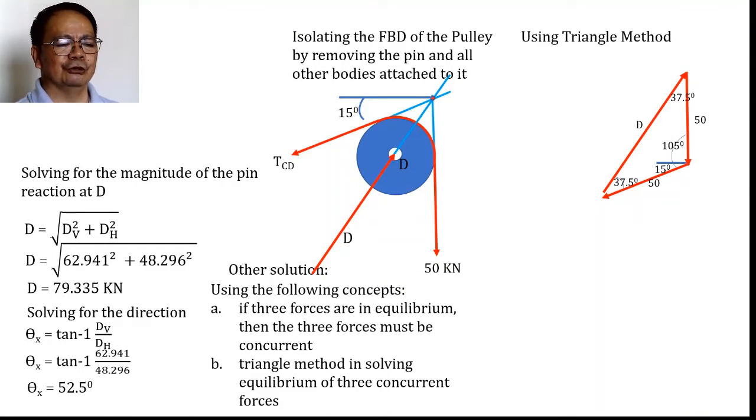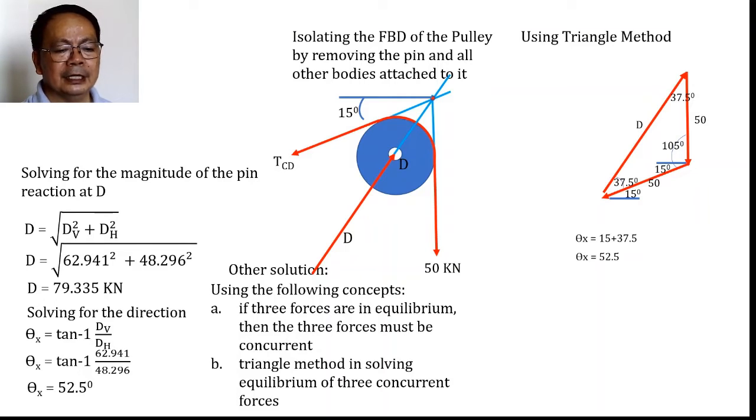As such, itong direction, itong D, that represents the direction of this, okay, pin reaction will be this angle. Itong angle na ito mula sa base nito hanggang doon. At kung makikita natin, ito ay sum ng dalawang angle, which is 15 and 37.5. Therefore, theta sub x will be equal to 52.5.